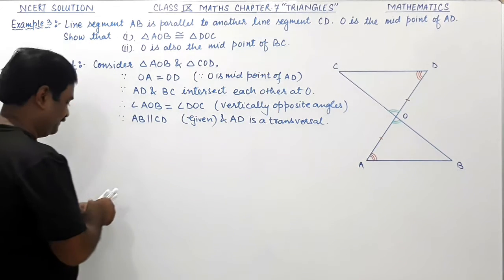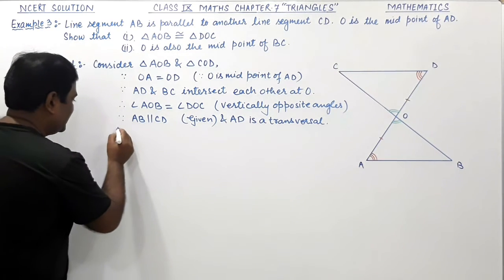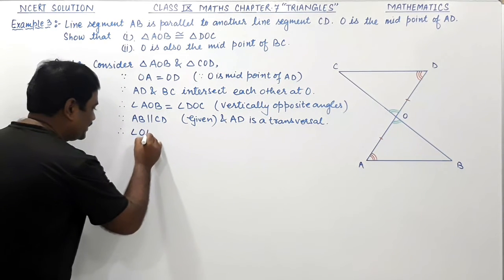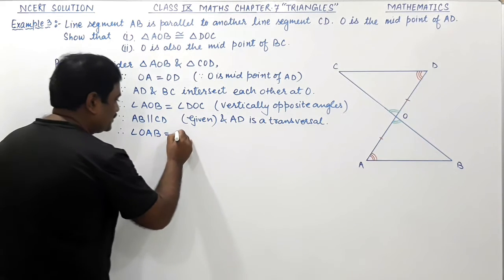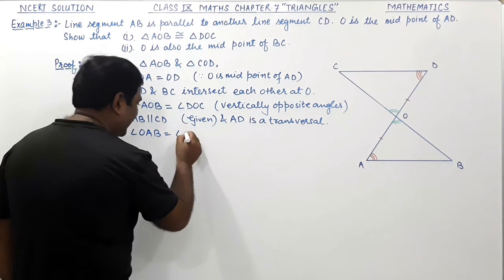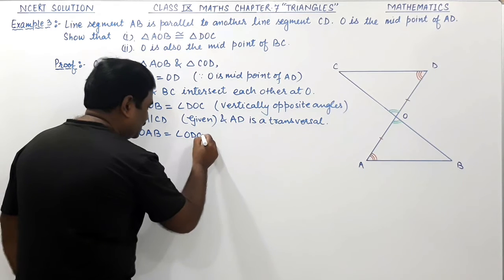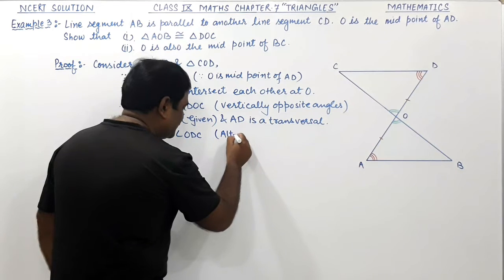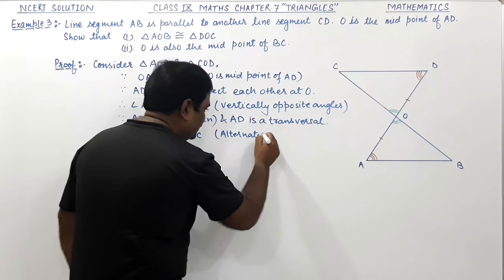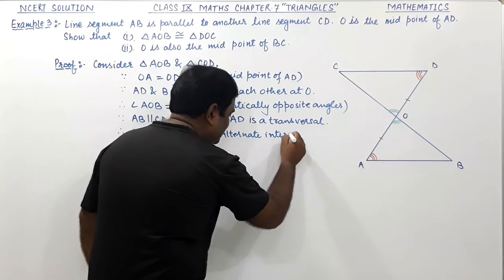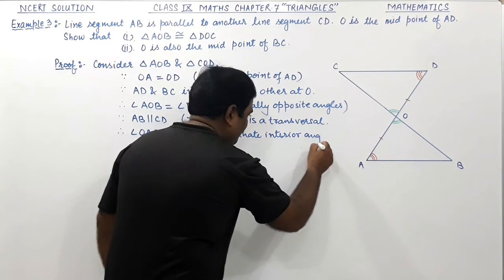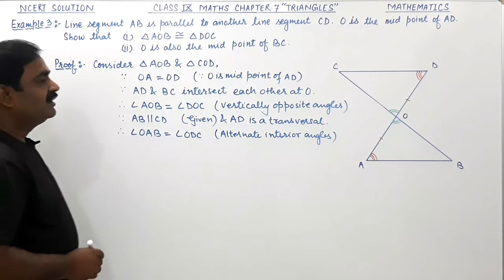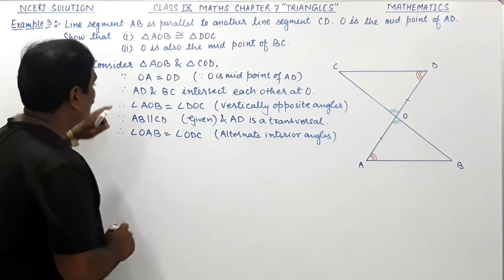So therefore, what can we say? Angle OAB of this triangle will be equal to angle ODC of that triangle, ODC of the second triangle. Reason: alternate interior angles. Right, students? Okay, as these two angles are equal by alternate interior angles, therefore what you got?